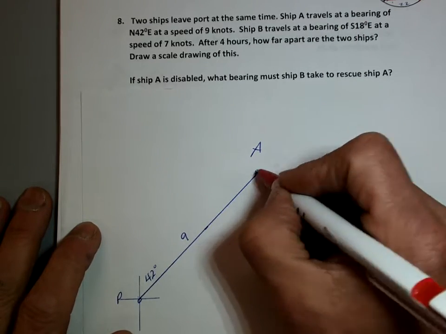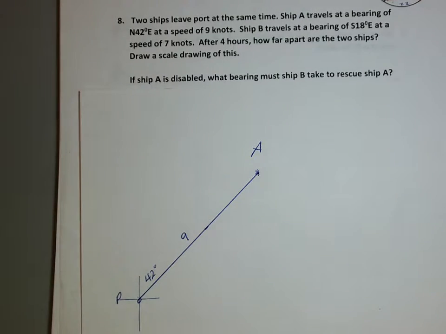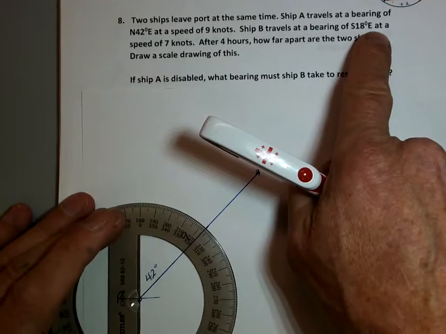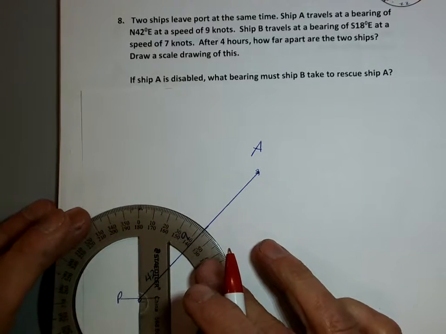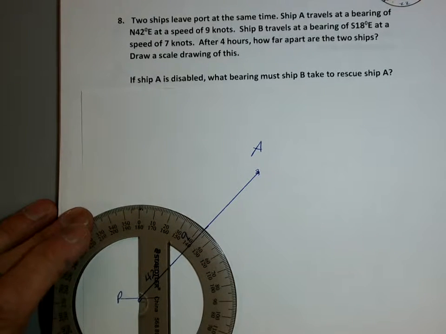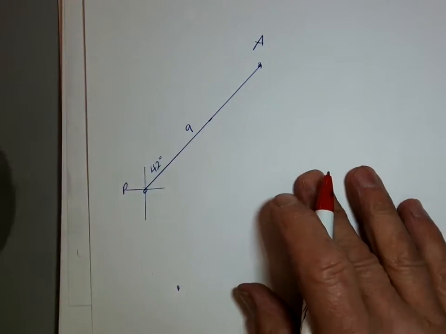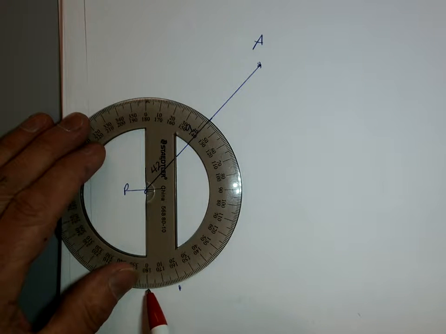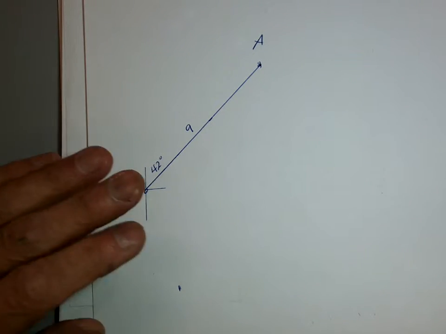Okay. Ship B is going to go on a bearing of south 18 degrees east. Okay, so I'm going south, and I'm going to go 10, 18 degrees is right about there. Let me scoot that up so you can see it. Okay, 18 degrees is right about there. And I'm going to go 7 knots. So we can make this 7.